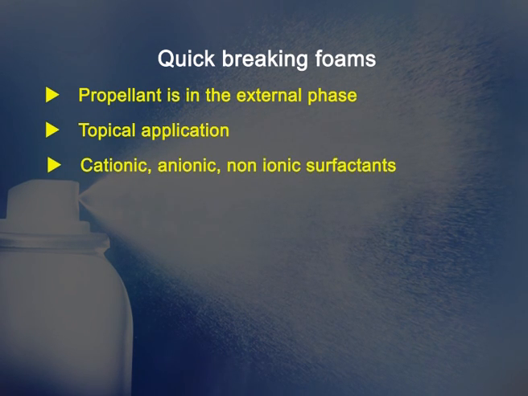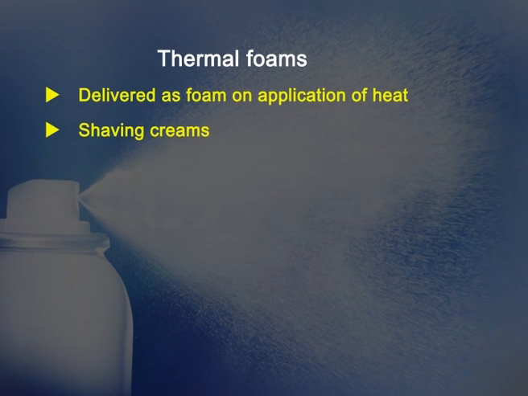Propellant is in the external phase and they are mainly used for topical application, and the surfactants that can be used may be cationic, anionic and non-ionic. Another one is thermal foams. They are delivered as foam on the application of heat. The usual example you might be knowing is shaving cream.